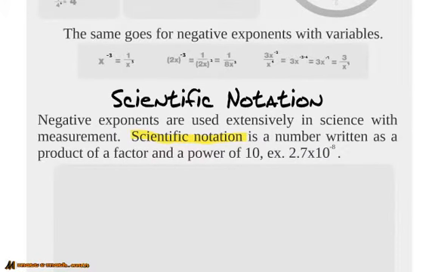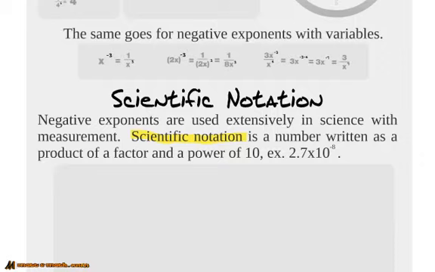One of the other things we can use this for is called scientific notation. We've used this in the past. We've looked at it, especially with big distances like the diameter of Jupiter, or small distances like that of the diameter of an atom. Scientific notation is a number written as a product of a factor and a power of 10. So look there, it's 2.7 times 10 to the negative 8th. That's simple. You've got a number times 10 with the exponent.